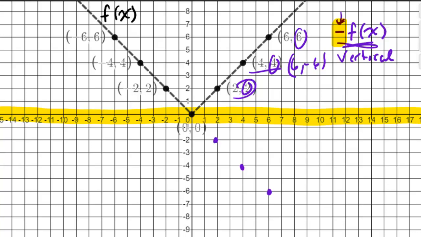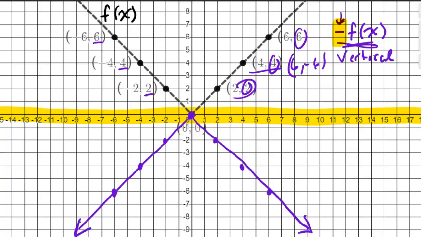Now multiplying the 0 times the negative isn't going to change, so this vertex here actually stays the same. And then we apply the times negative to all of these y coordinates over here again, and we end up with the graph just flipping vertically upside down, just like this.